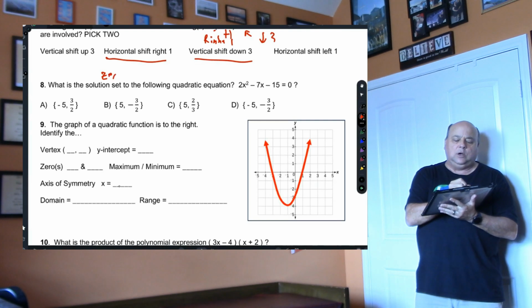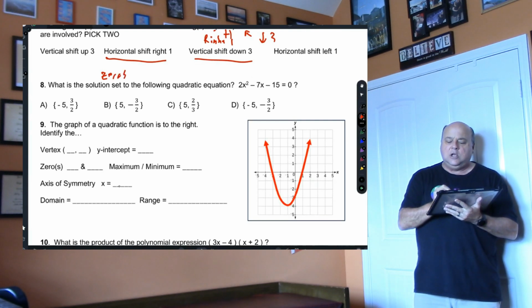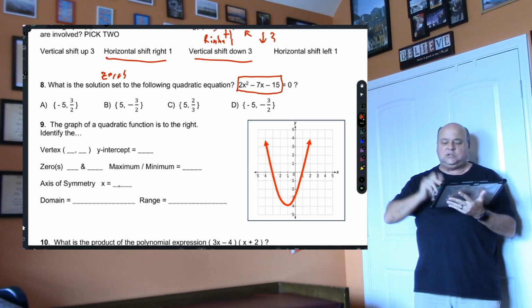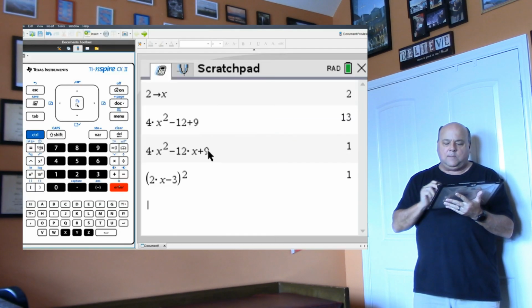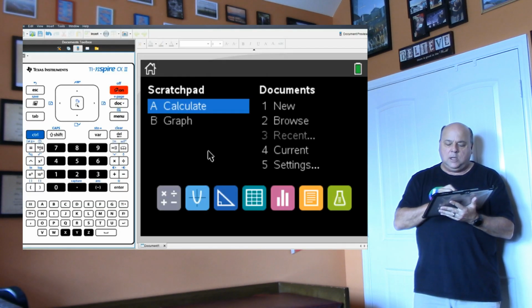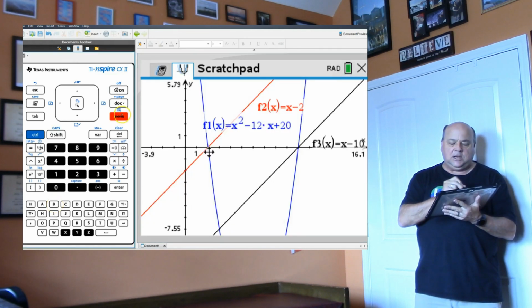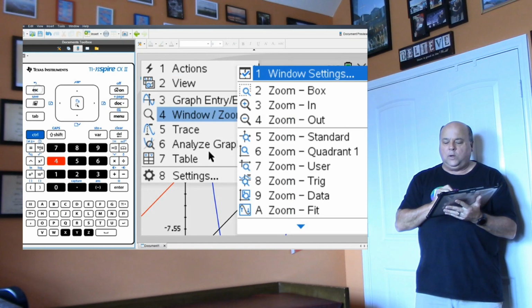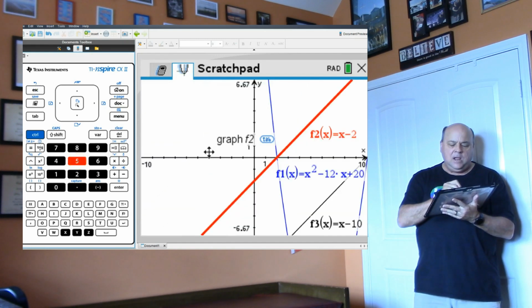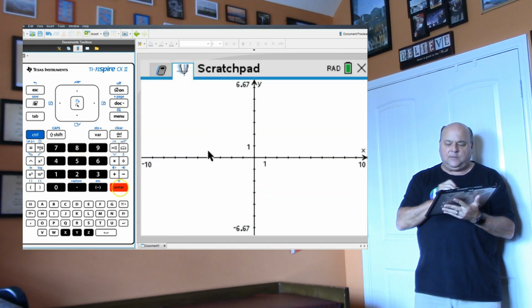Number 8, we want the solution set. This is the zeros or the x-intercepts. So we're going to graph just this, aren't we? And we're going to trace to the zeros. So I'm going to go to my calculator, hit home, go to graph. Notice my window's messed up. I'm going to hit menu. I'm going to hit 4 for window and then standard. Then delete, delete, delete. Delete all the graphs.